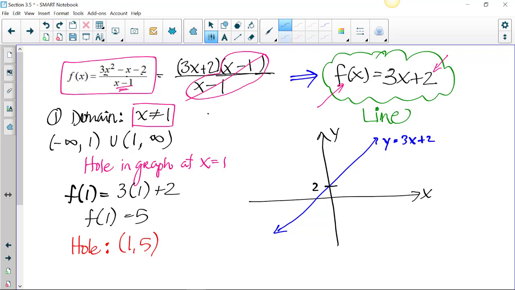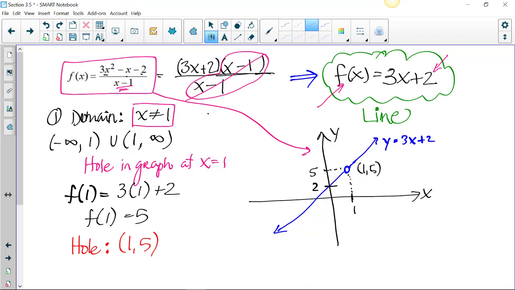So now I've got to go back and fix this because it's supposed to have a hole in the graph at 1, 5. So wherever 1, 5 is. Just FYI, this is not drawn to scale. Okay, so this hole is at 1, 5. So this graph right here is actually the graph of this rational function.